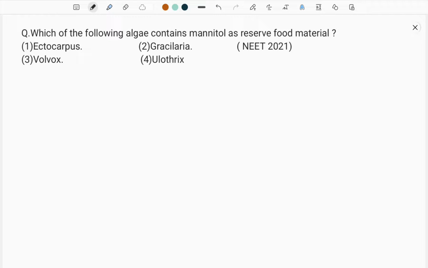Hi everyone. Let us see one more question from Vivid Botany. Which of the following algae contains mannitol as reserve food material? This question was asked in NEET 2021 from the chapter Plant Kingdom. He is asking here that mannitol is a reserve food material in which of the following algae?